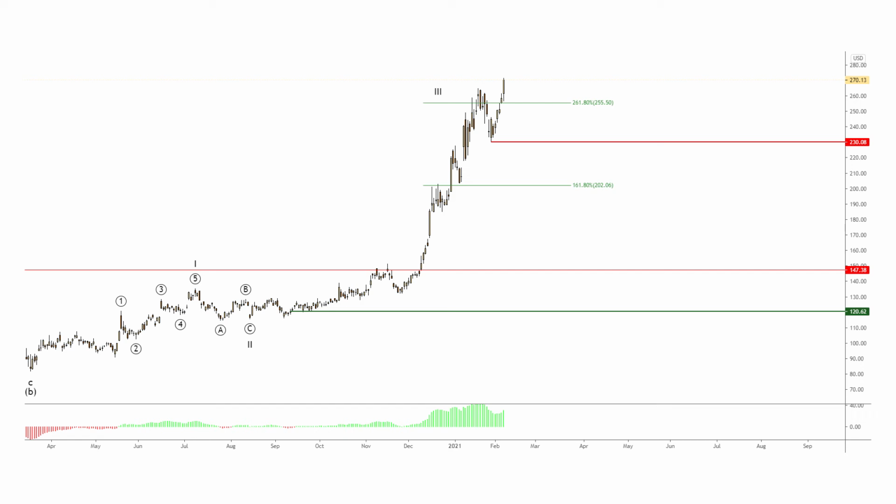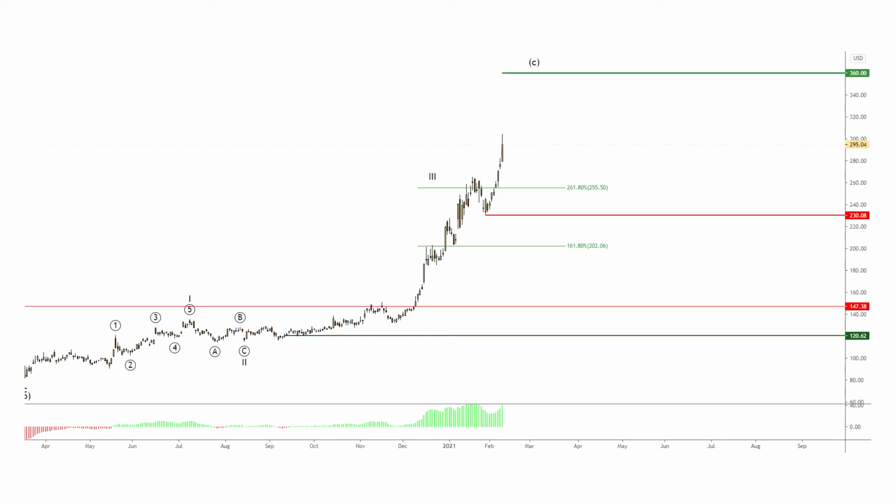Stop has been rolled to 230 on this low because we have a new bullish breakout. And profit from 120 is almost 90%, and it is locked. So at this point, if the price pulls back, you can't lose anything. Your profits of 90% are locked and guaranteed. Price continues higher, marking the 300 level.